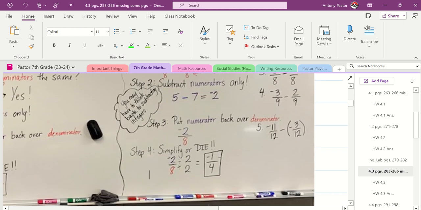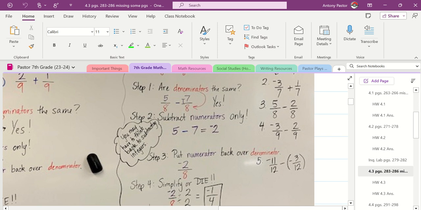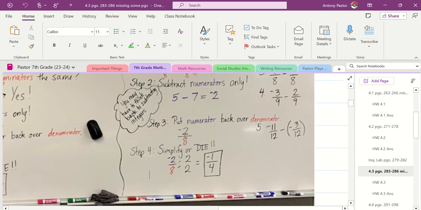Therefore, we are going to be dealing with some negative fractions now. So the answer to 5/8 minus 7/8 is -2/8. And then again, we simplify. Both have a common factor of 2. It will become -1/4.